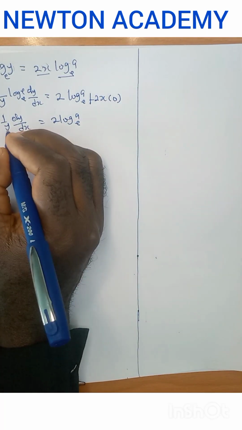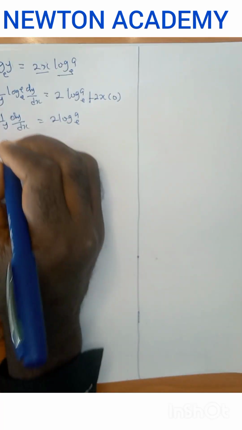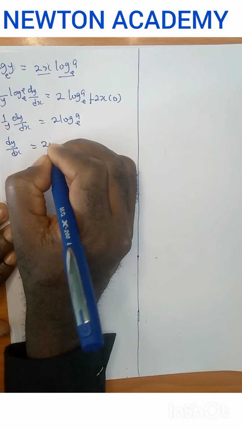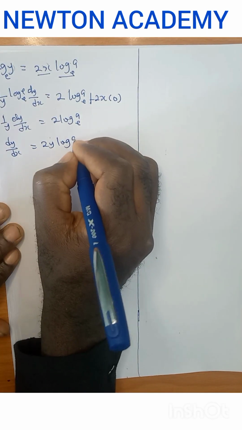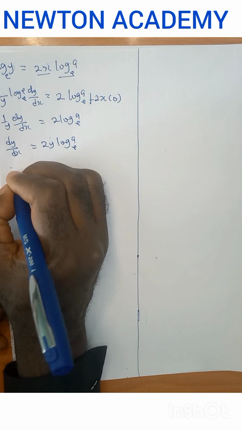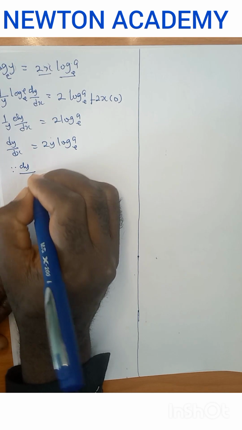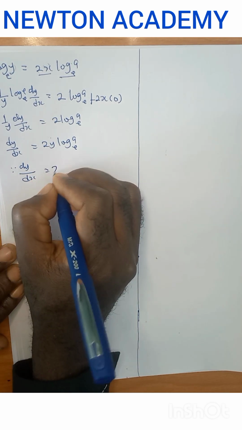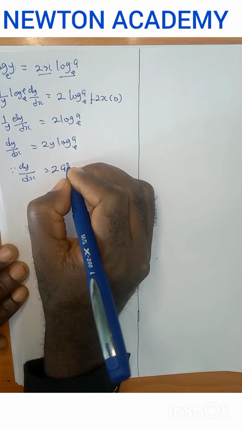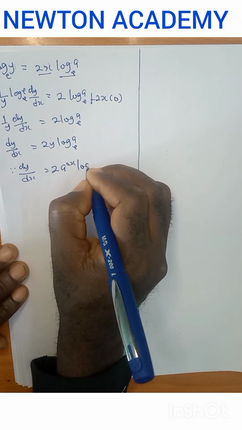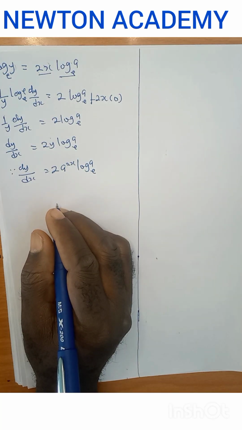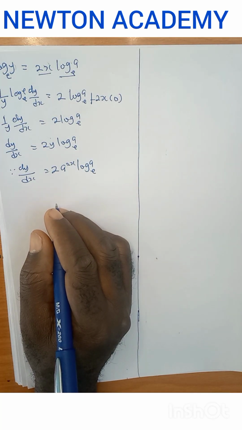Now, we clear this denominator by multiplying both sides by y. We have dy/dx is equal to 2y log a base e. Here, you now replace your y. Therefore, our dy/dx is equal to 2y. What is our y? Our y is a raised to power 2x. Then log a base e. Now, that is what we have for this one.